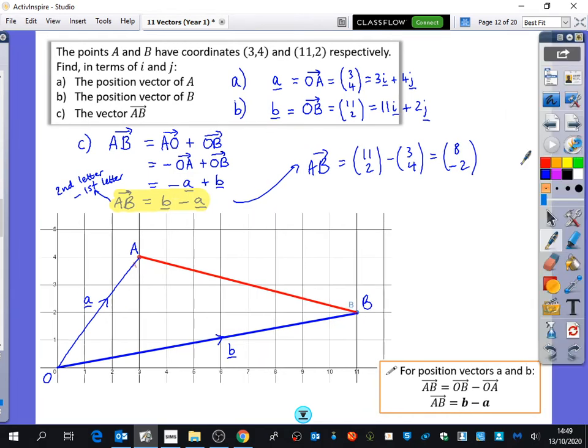So would you have to write 8i minus 2j? If they asked for it in i and j form, you would say 8i minus 2j, but this is perfectly good. I like it just to stop here, okay? This is perfectly good. That's how I want to see that in your homework, okay?